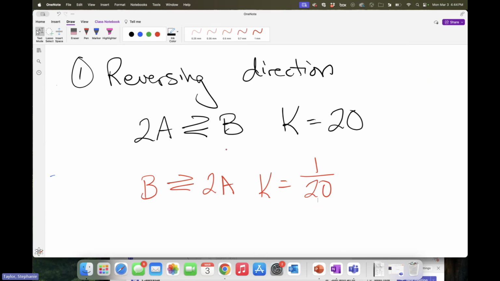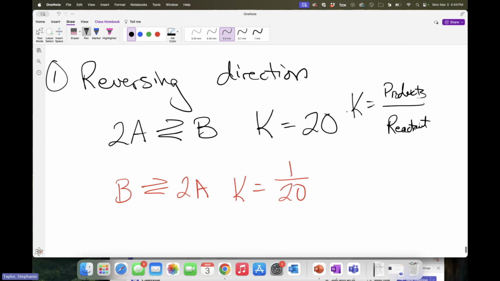I have flipped products and reactants. When I talk about my definition of K being products over reactants raised to their exponents, when I reverse the direction of the reaction, I am changing those two things. So I can solve for my new value of K by putting 1 over my original value. So that is reversing the direction. Reversing the direction is just 1 over K. So that's one manipulation. 1 down, 2 to go.